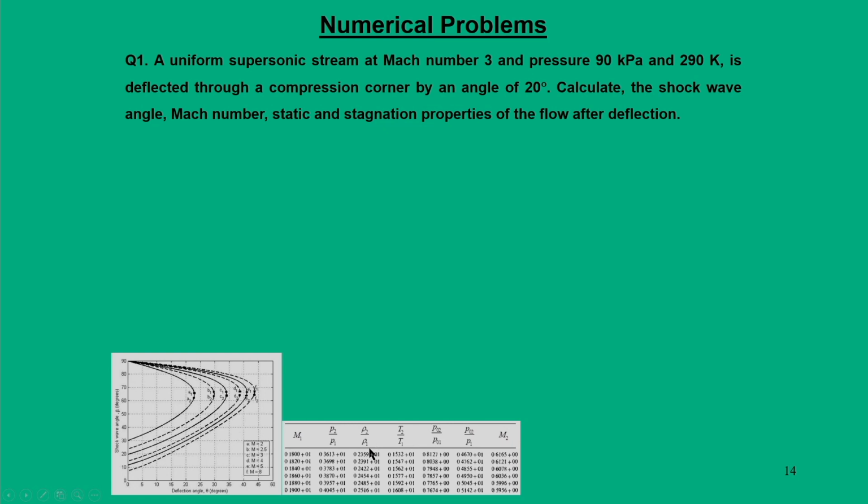For this kind of problem, the first thing you must do is draw the physical aspects of the flow problem. The question given is that a supersonic stream at Mach 3, with static pressure and temperature given. These are the upstream conditions. It is deflected through a compression corner of 20 degrees, so there will be an oblique shock formation. We have to see whether, for this Mach number and theta, we will find an attached shock solution or not.